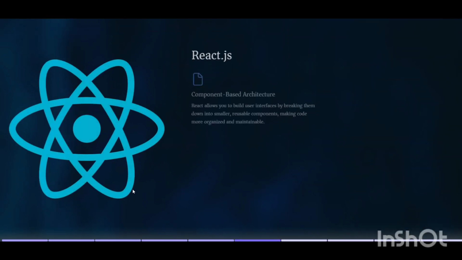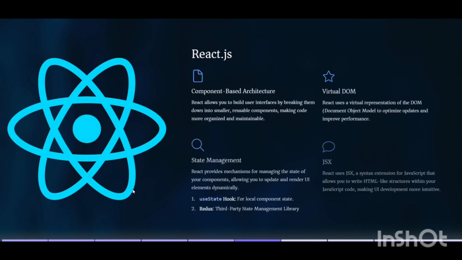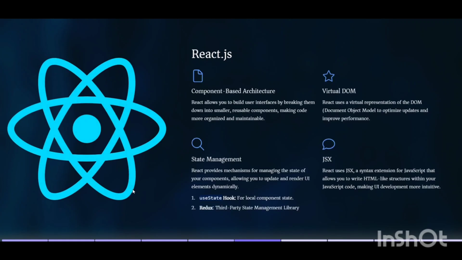So let's explore the React.js that we use as a front end in the food order project. Let's see the basic key components of React.js. This is component based architecture. React.js of course is a component based architecture. React allows us to build user interfaces by breaking them down into smaller and more reusable components, hence making it more maintainable. Next we have virtual DOM.